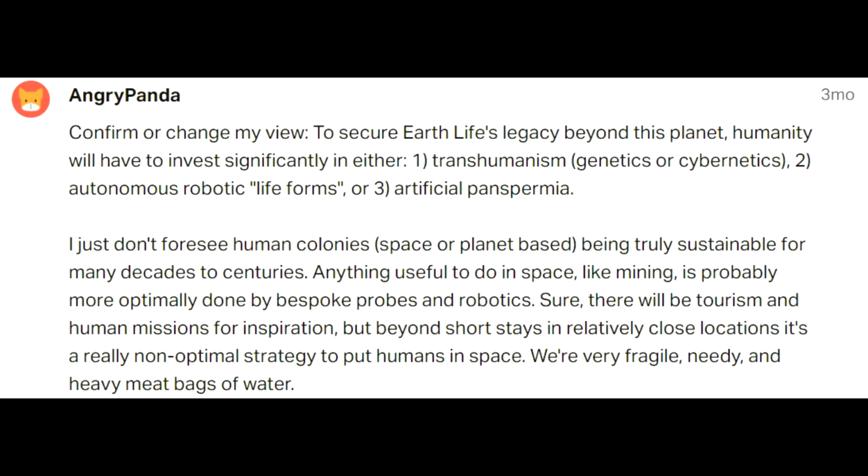Angry Panda says, confirm or change my mind: to secure life's legacy beyond this planet, humanity will have to invest significantly in either transhumanism, autonomous robotic life forms, or artificial panspermia. He just basically doesn't see human colonies as being truly sustainable for many decades to centuries. Anything useful to do in space is probably more done by probes, etc.